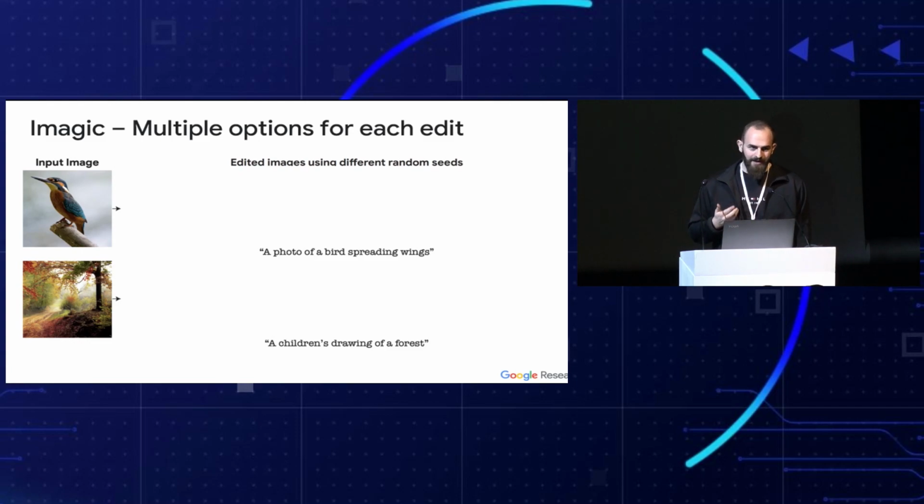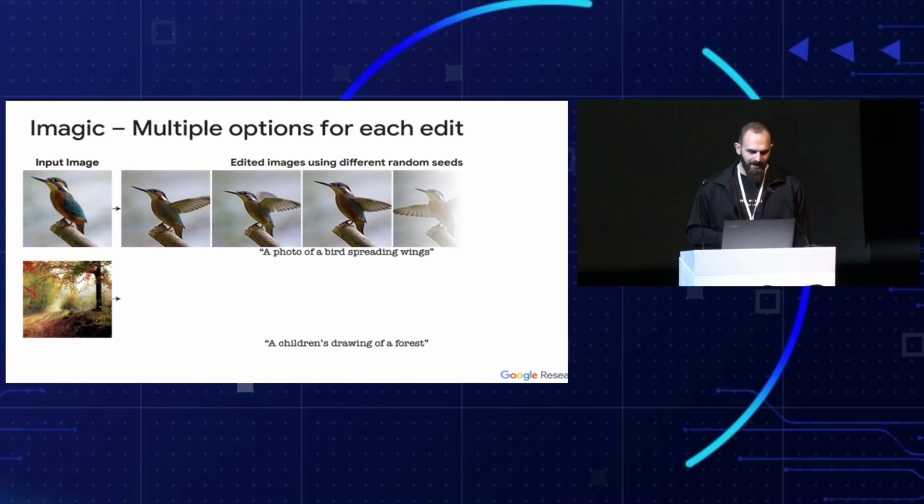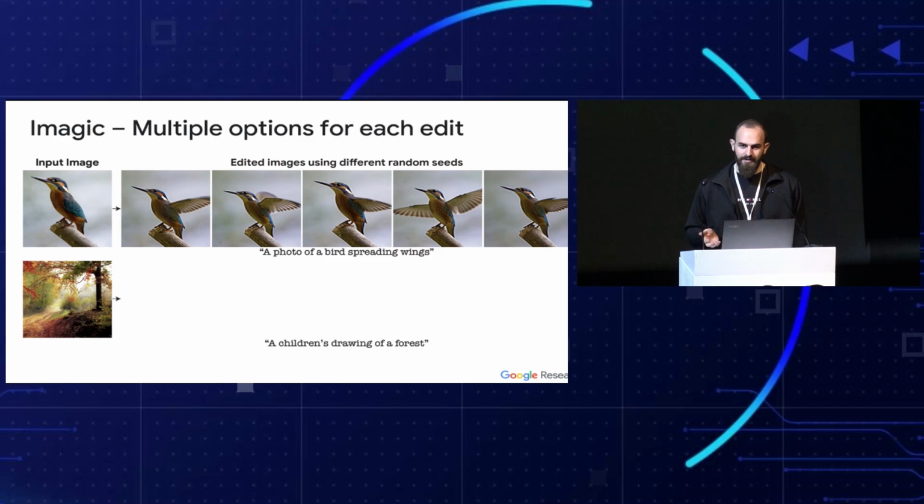Naturally, if I want to edit an image using only a target text prompt, I could get multiple options for the desired edit. Because of the stochasticity in diffusion models, we can do the same process, get an optimized embedding, fine-tune the model, and then just try different random seeds for the edit, and we can get different variations of the same edit. So you can see we preserve the bird or the composition of the image, and all of these images are valid solutions for a photo of a bird spreading wings. And as you can see, it can be in different settings, different options.